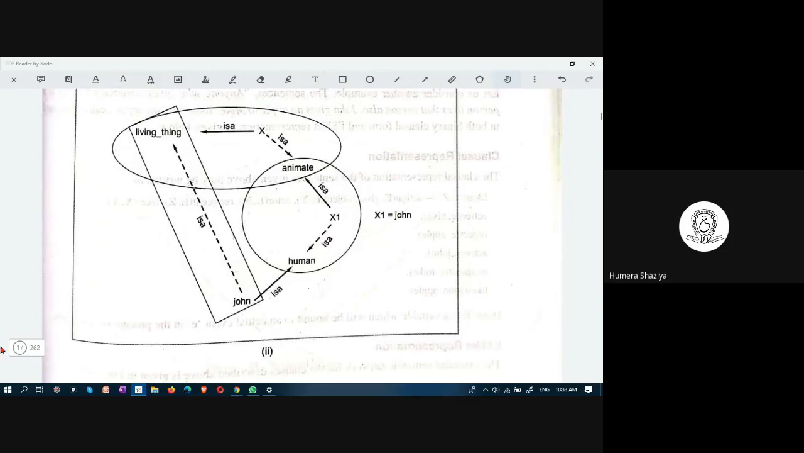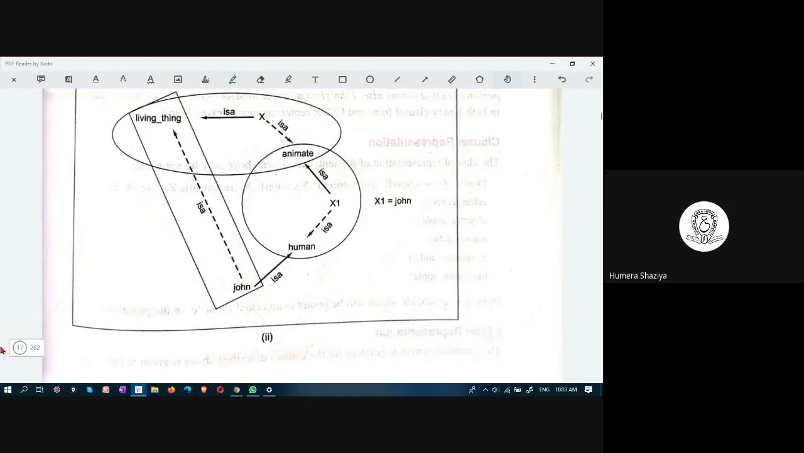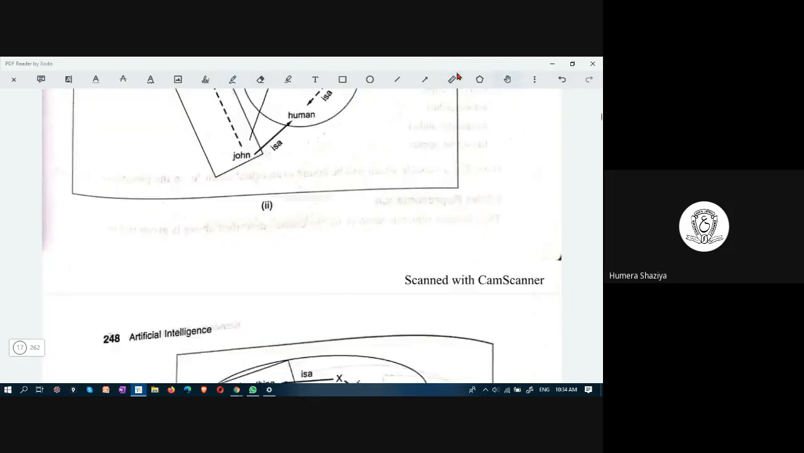Whatever I explained is shown here. This part is removed, and John is directly connected to human. Look at here. John is directly connected to human. That part is removed. Further, when assignment of x1 with John takes place, this part is removed. This part is removed, and John is linked to animate. In the next figure, we will look at how it is done.